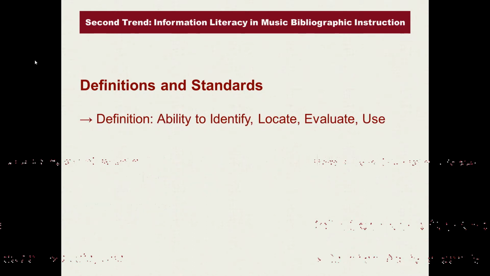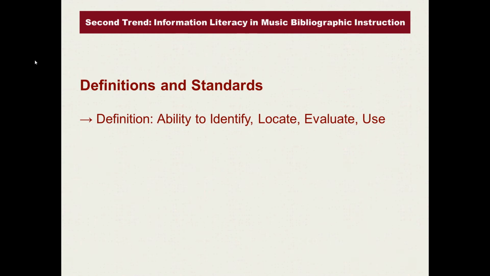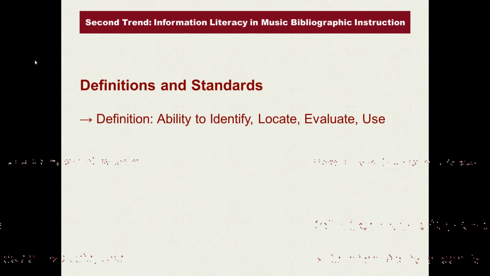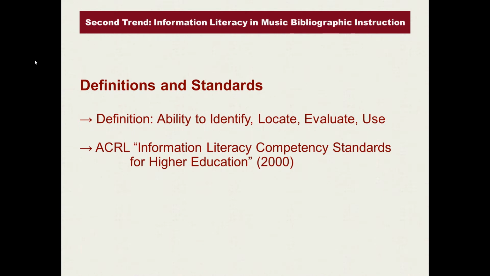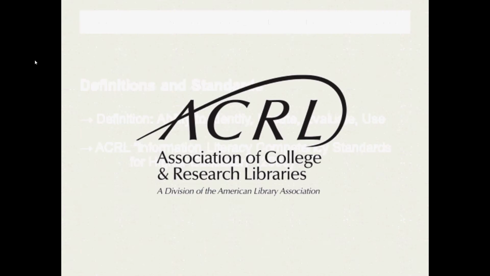Definitions of information literacy vary, but it's generally agreed to refer to the ability to identify, locate, evaluate, and use information effectively. The ACRL has a published set of standards for information literacy. They're quite old now. They have been under review since 2011, and a thoroughly revised set of standards is expected to be issued this year.